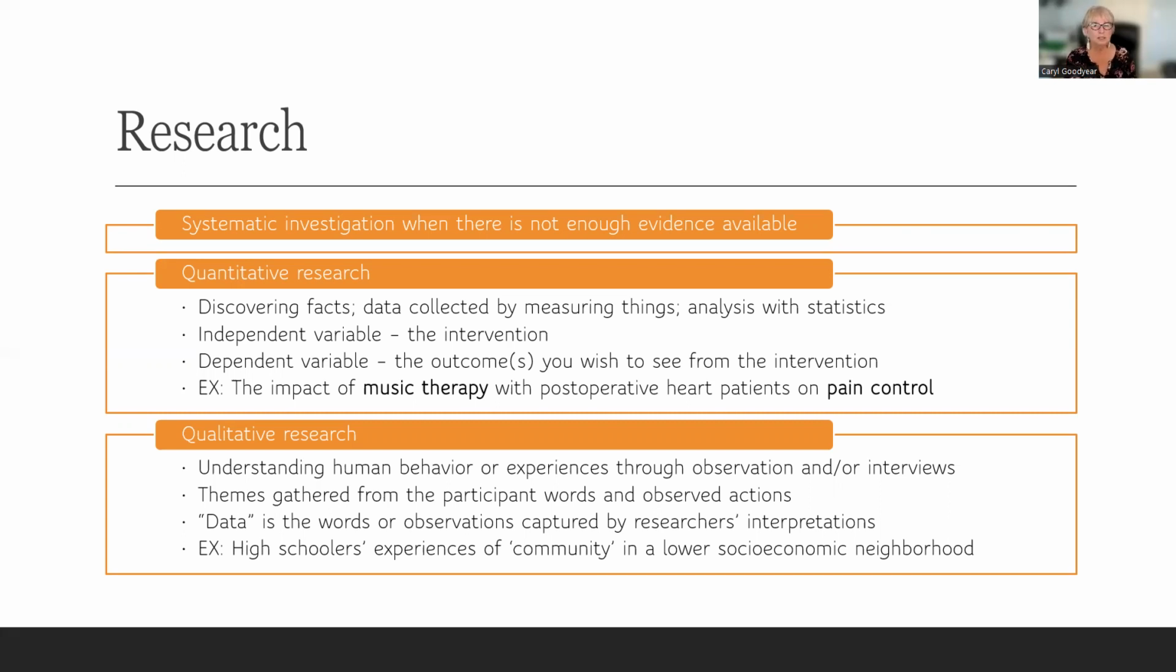Qualitative research is different than quantitative. It's really about understanding human behavior or experiences through observation or interviews. Themes are gathered from the participants' words or from their observed actions. Data, in this case, is their words as captured by the researchers, who interpret those words, pull together and gather the themes, and make some sense out of it. An example of this would be a high schooler's experience of community in a lower socioeconomic neighborhood.